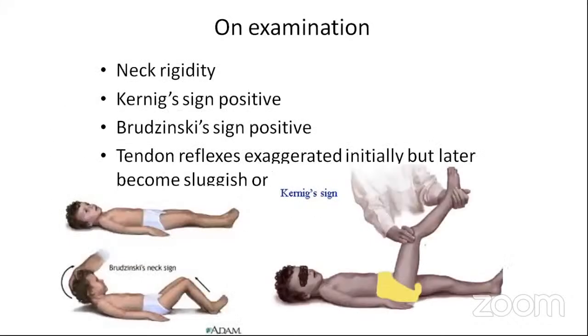On examination, there will be neck rigidity. Kernig sign will be positive. In Kernig sign, when you extend a flexed leg, there will be pain over the thigh. That is called the Kernig sign. And Brudzinski sign is when you flex the neck, there will be flexion of the legs. That is called the Brudzinski sign. Tendon reflexes will be exaggerated initially, but later they become sluggish or absent.